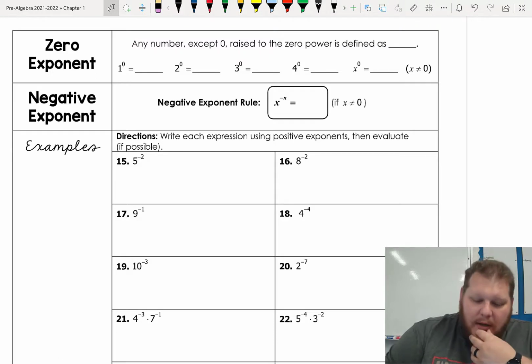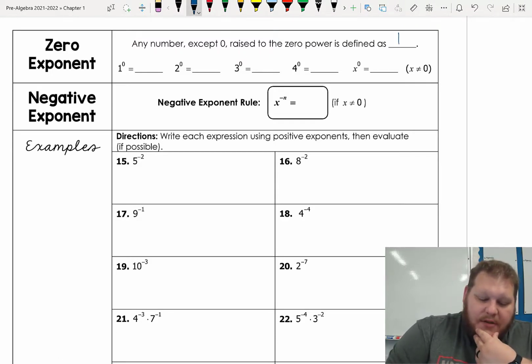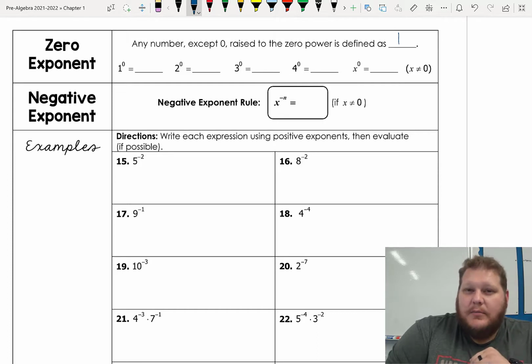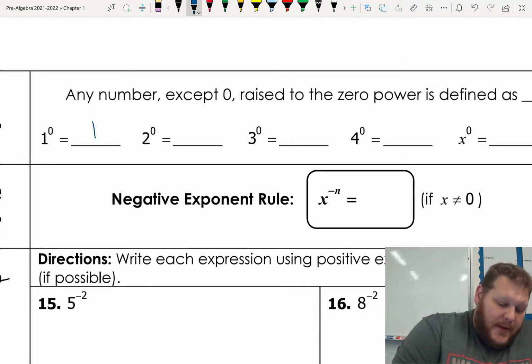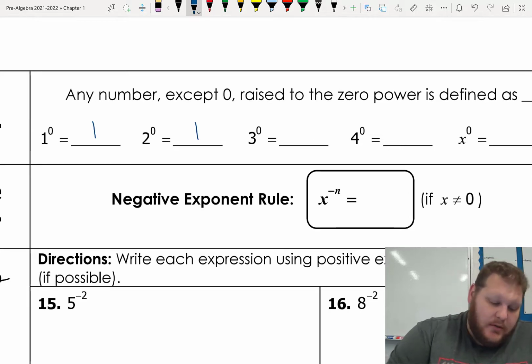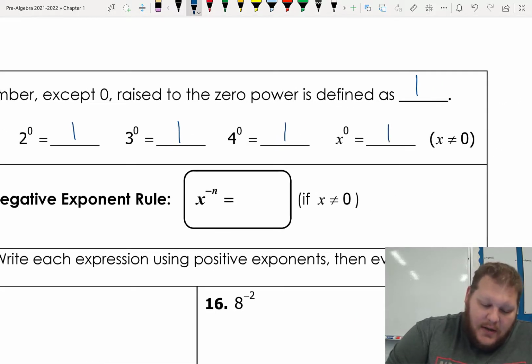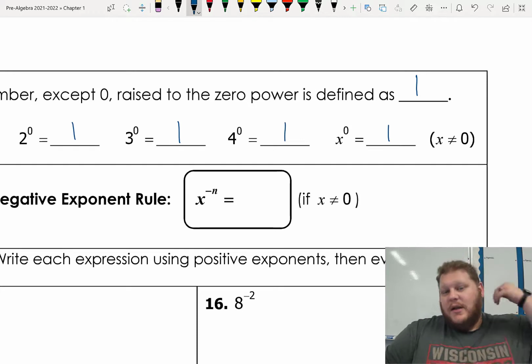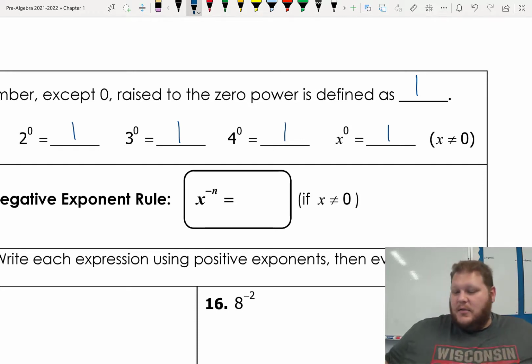So kind of weird, but anything that's raised to the 0 power is always positive 1. Always. Anything to the 0 power is 1. Doesn't matter what that base is. It's positive 1. So 1 to the 0 power, still 1. 2 to the 0 power is 1. 3 to the 0 is 1. 4 to the 0 is 1. Even x to the 0 is positive 1, as long as that base is not 0. Because we don't deal with 0 to the 0 power. It's undefined. It's a weird mathematical thing where we can't figure out 0 to the 0 power. It's undefined.